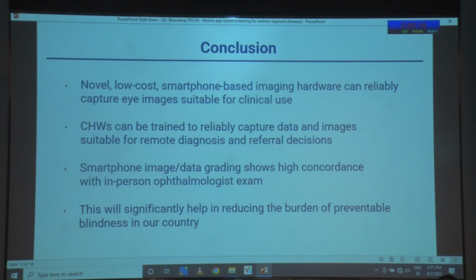In conclusion, it is a novel, low-cost, smartphone-based imaging hardware that can reliably capture eye images suitable for clinical use. Community health workers can be trained to reliably capture the data and images, suitable for remote diagnosis and referral decisions. The smartphone image and data grading system has high concordance with in-person ophthalmologist examination, and this will significantly help in reducing the burden of preventable blindness in our country.